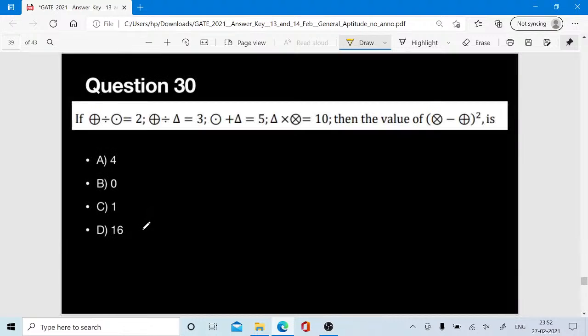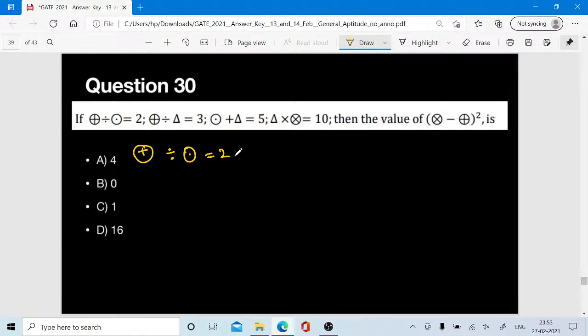Okay. The next question: if plus divided by minus is equal to 2 and plus divided by triangle is equal to 3, plus triangle is equal to 5 and triangle into cross is equal to 10, what is the value of cross minus plus the whole square? Cross minus plus the whole square. Okay, so let's do this.